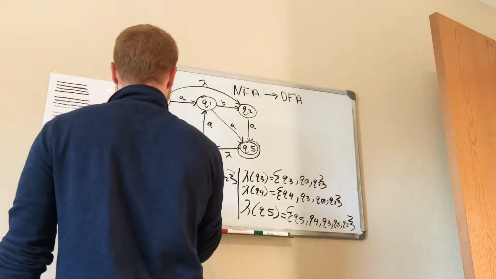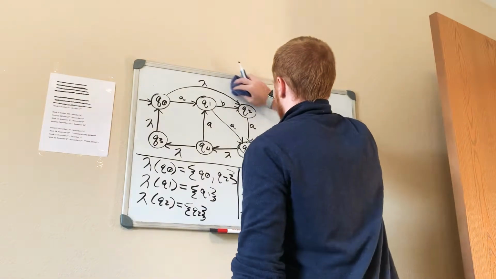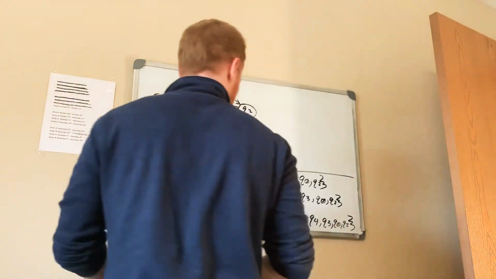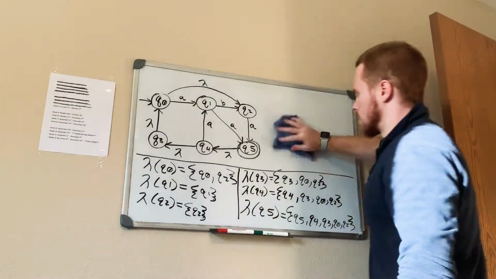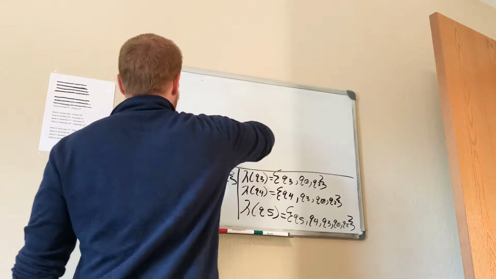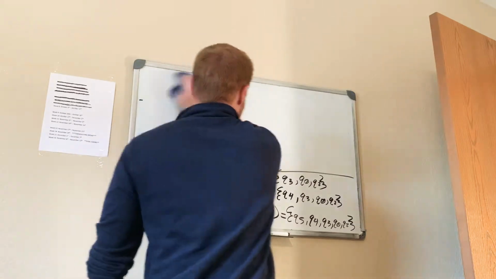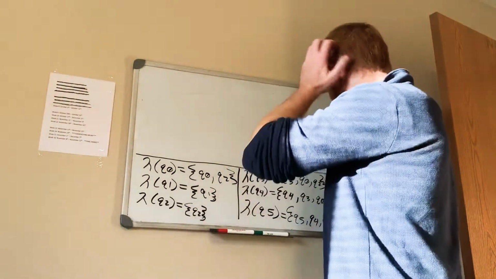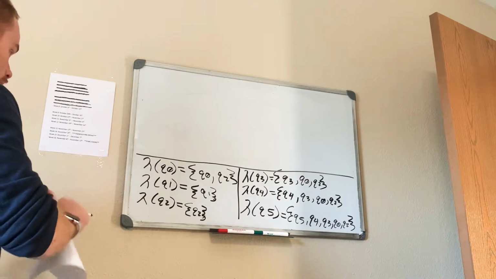Okay, so we have all of our closures. Wish I had more room here. Let me erase this stuff. I'm just going to go ahead and erase this now that we got our states, our lambda closures. And I'll just reference my sheet here.